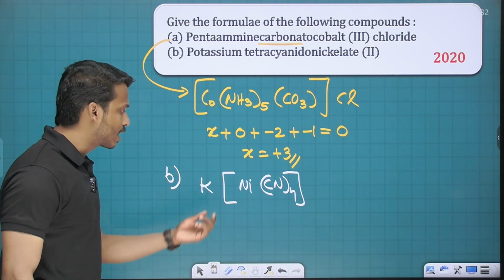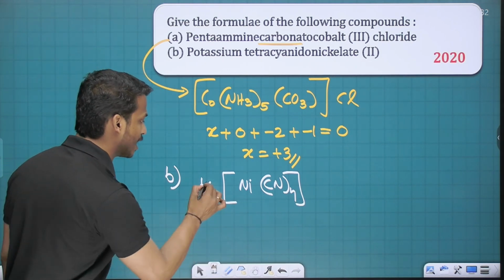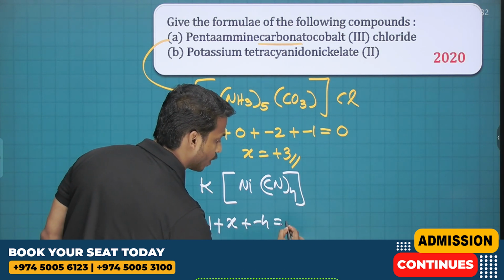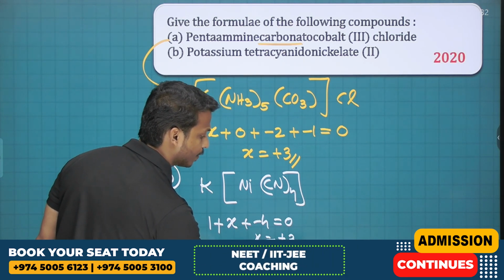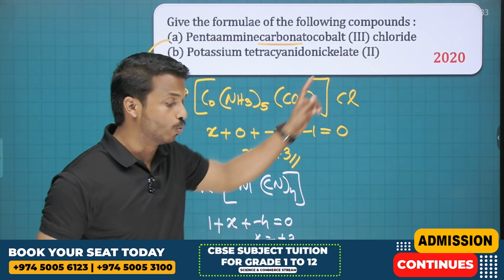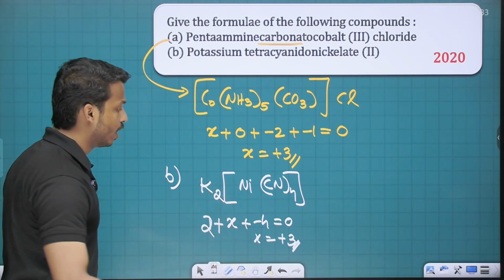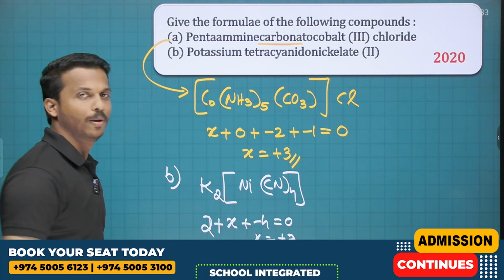Ni. Let us calculate how many potassium should be there outside. As per now, we have 1 potassium. Nickel X, 1 plus X minus 4 equal to 0. X equal to +3. We want to get +2, not +3. So what is the adjustment? Make it K2. If you write it K2, it will be +2. Yes, overall answer will be +2.